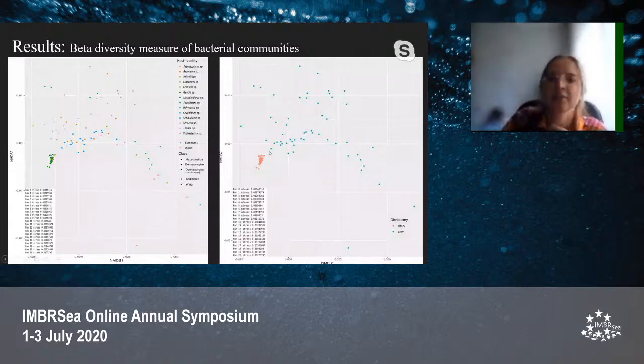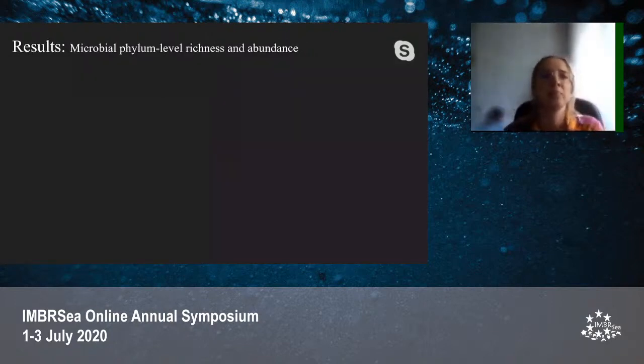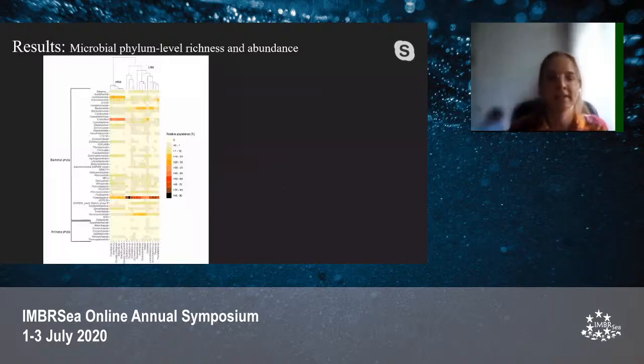So tightly clustered samples here are the HMA. These are actually the Craniella, Geodia, and Stelletta genera. And then I move to microbial phylum level richness and abundance.